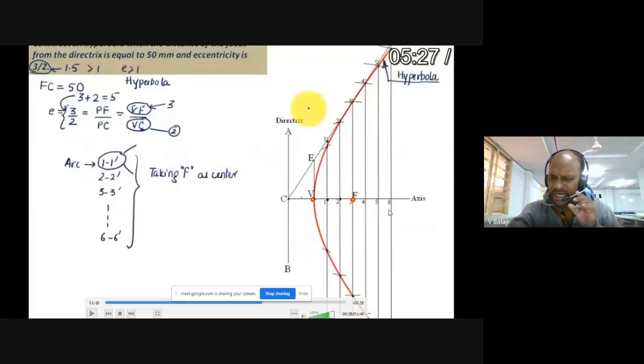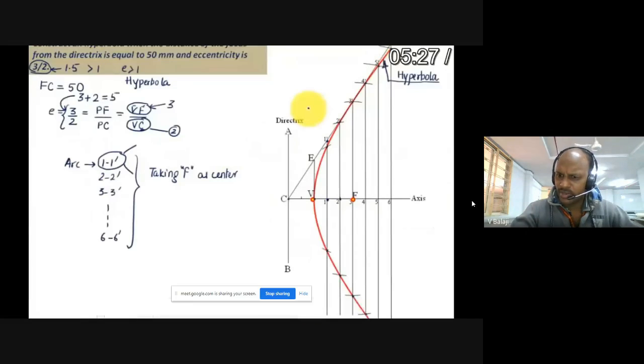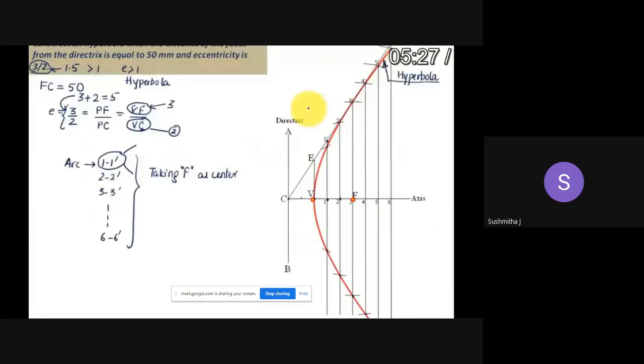So you need not take as many points. At least 5 or 6 are sufficient, because it never closes. But as far as the ellipse is concerned, you have to choose many points. Is it clear? Yes, sir.